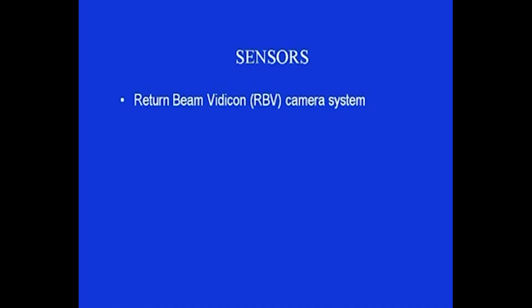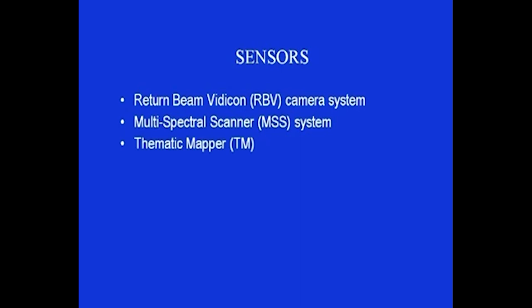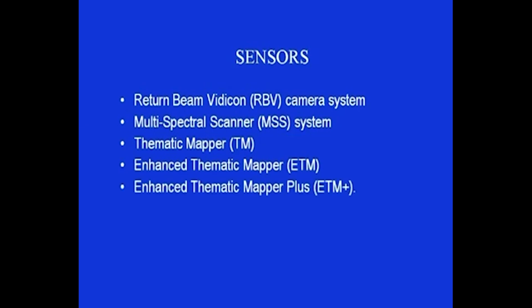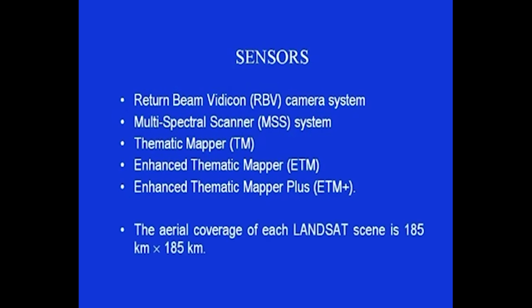The various types of sensors carried by various Landsat missions can be listed as follows: Return Beam Vidicon, or in short RBV camera system, Multispectral Scanner or MSS system, Thematic Mapper or TM, Enhanced Thematic Mapper or ETM, and Enhanced Thematic Mapper Plus or ETM+. The area coverage of each Landsat scene is approximately 185 kilometers by 185 kilometers.